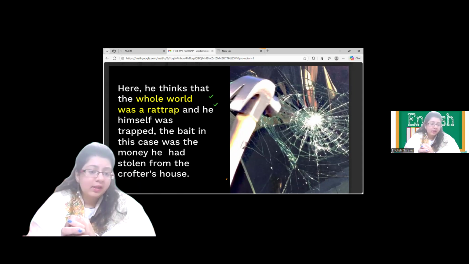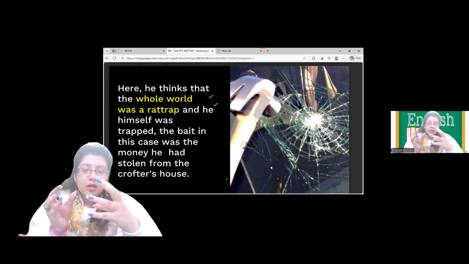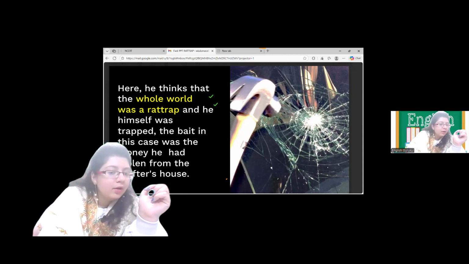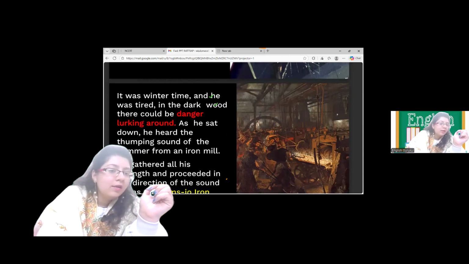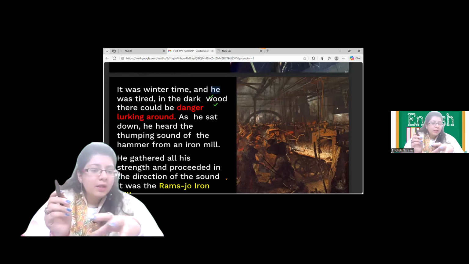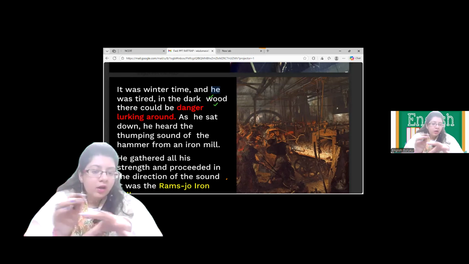So we do get to see how the money that he had stolen from the crofter's house acted as a form of bait, as I've explained to you. Now, it was winter time, and he was tired. In the dark wood, there could be danger lurking around.